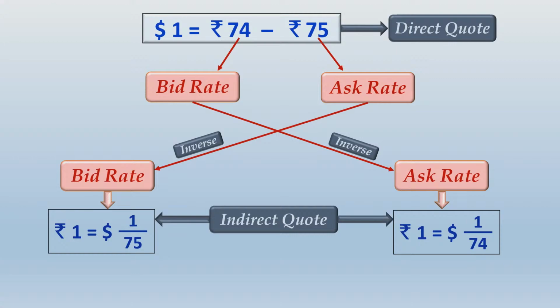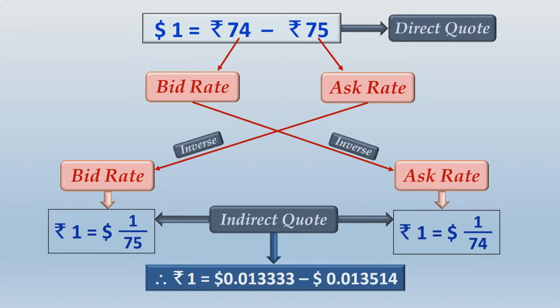So when you pick your calculator and determine the value of 1 by 75, what you will get? And also determine the value of 1 by 74, what will you get? You get actually the quote of a rupee as rupee 1 equals to $0.013333 and $0.013514. And look at this, this is the ask rate.